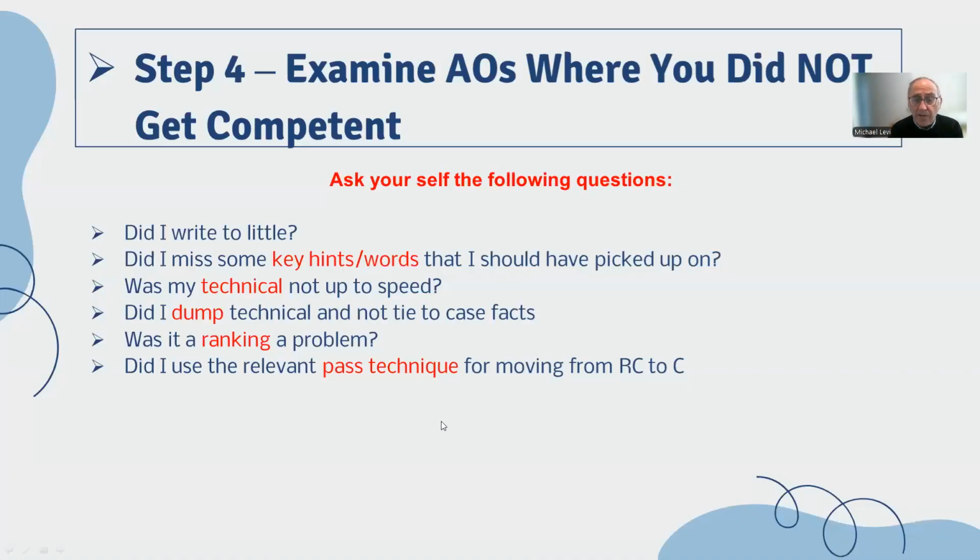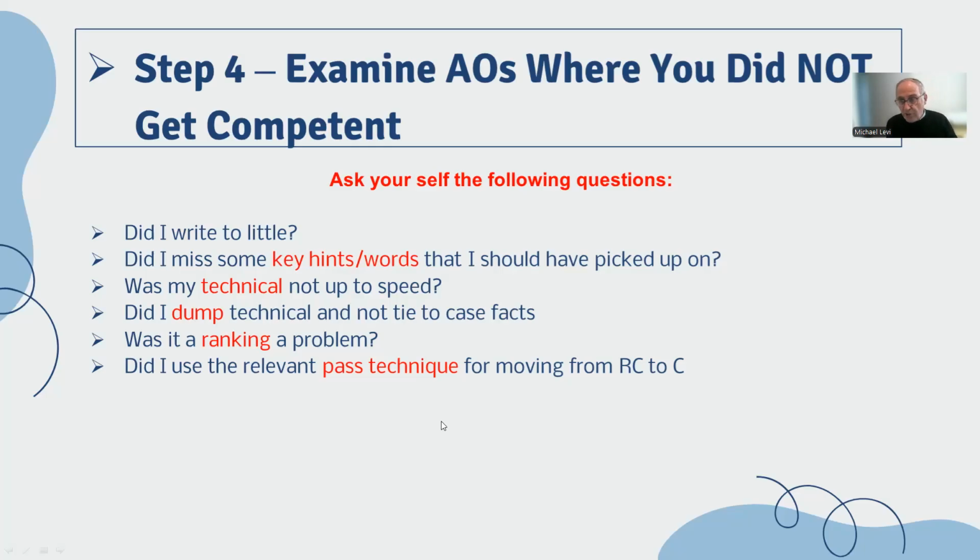Another thing you may want to ask yourself is, did I use the relevant past technique for moving from RC to C? In past, we talk about, for example, in the context of financial accounting, how do I get sufficient depth to ensure I get competent rather than RC? And we provide specific techniques. I'd ask myself, did I really use that past technique because perhaps if I didn't, that may explain, assuming I had the technical knowledge, why I didn't get competent.